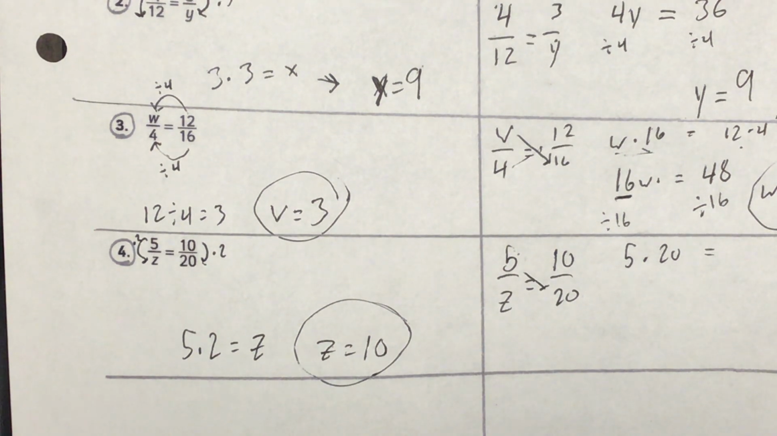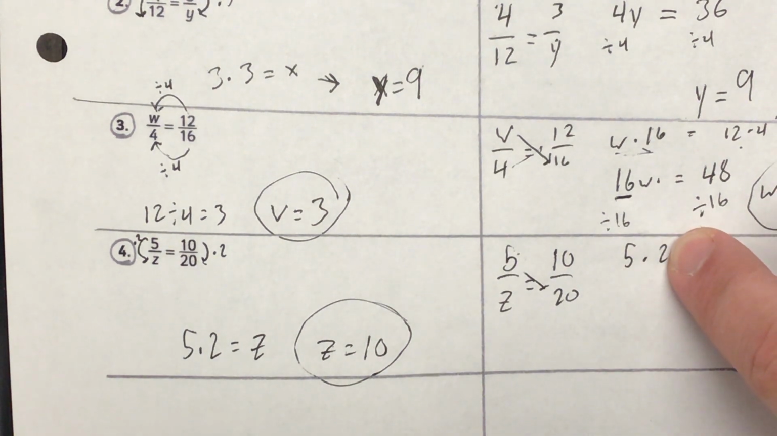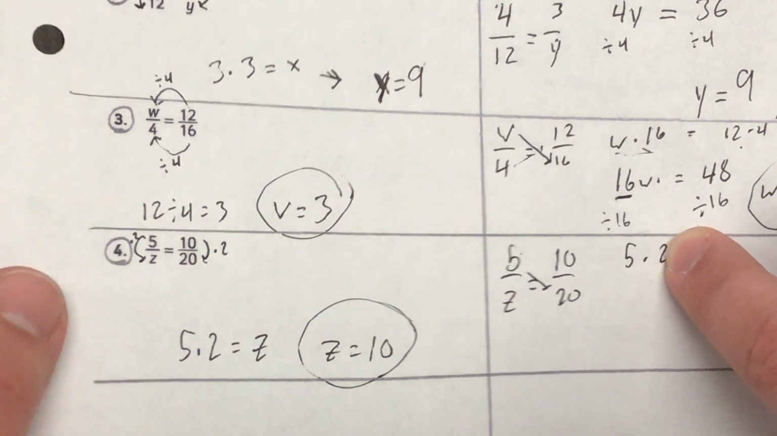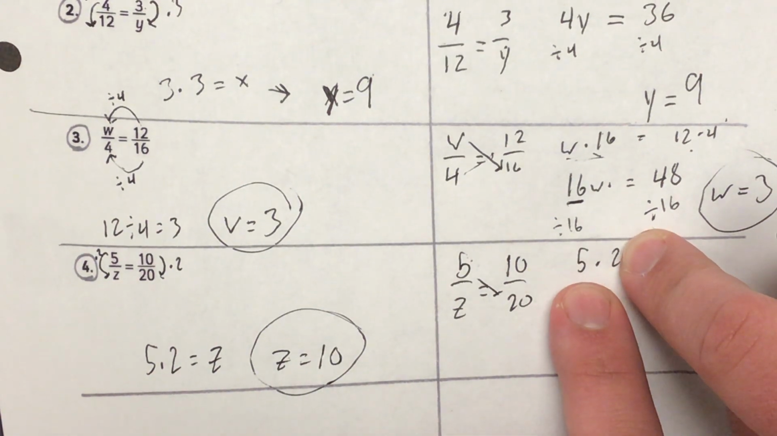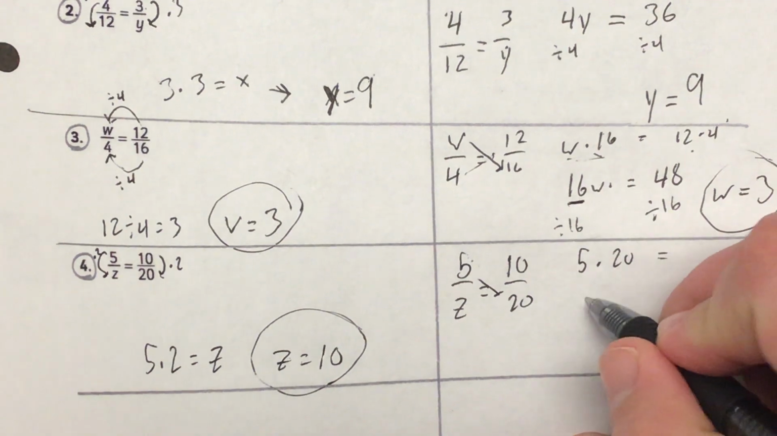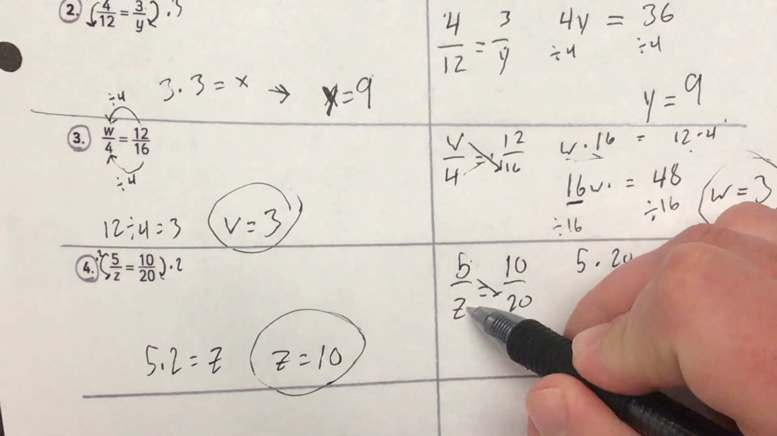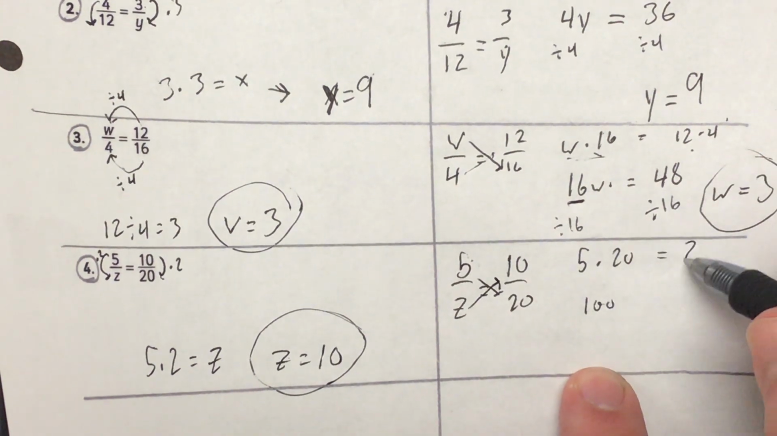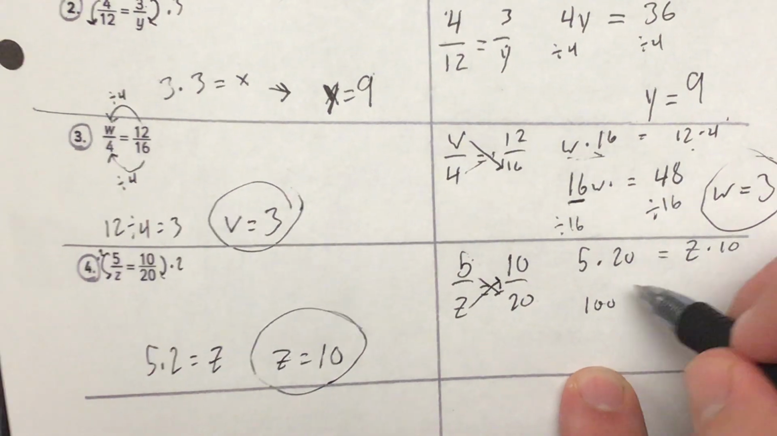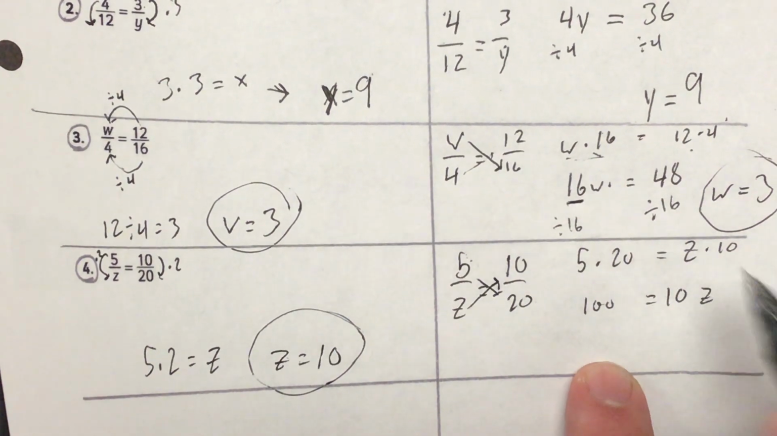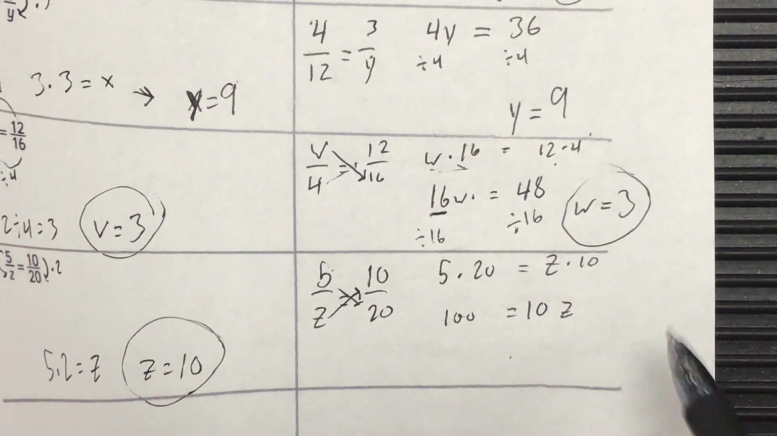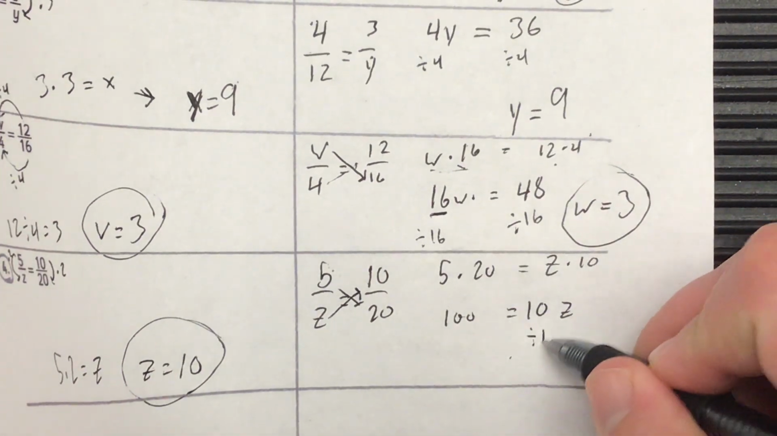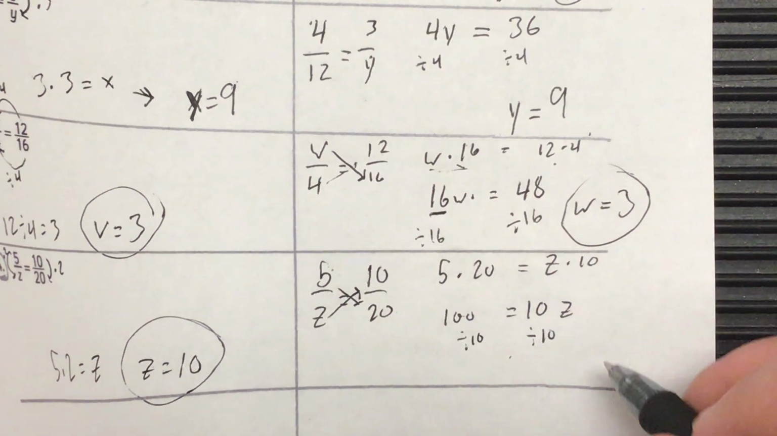Let's see. Oh, here, what's 5 times 2? That's 10. Now add the 0. 100. All right, now we have to take z times 10. What's z times 10? 10Z. Equals 10z. Now I have 10z equals 100. What do I have to do? Divide by 10. And what's 100 divided by 10?